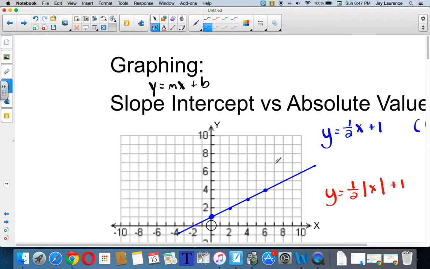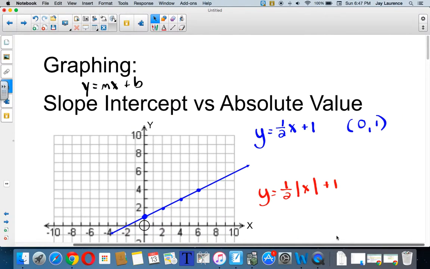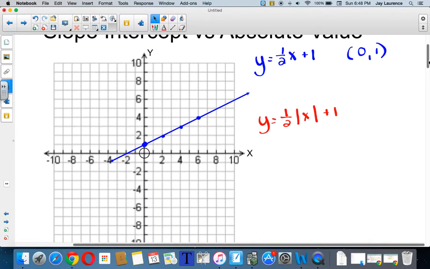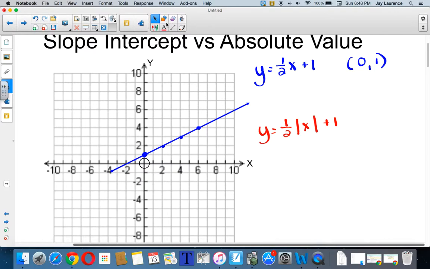So let's go look at this one here. Hold on a second. Let me get this back to where I want it. All right. Now, in the blue one, our y-intercept was (0, 1). In the red one, we don't know the y-intercept necessarily. We might, but we don't have to. We do know the vertex.